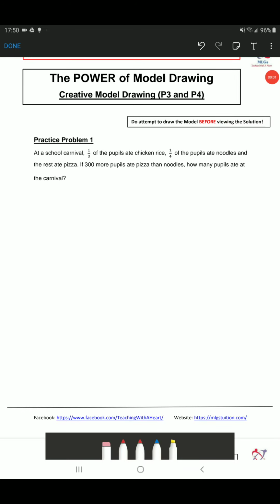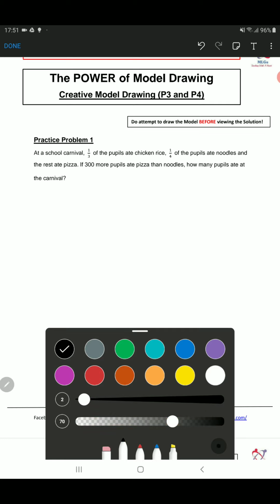Okay, now we are going to look at how we draw models. So we are resuming our model drawing lesson. So let's look at practice problem 1, and let's see how we draw this problem.